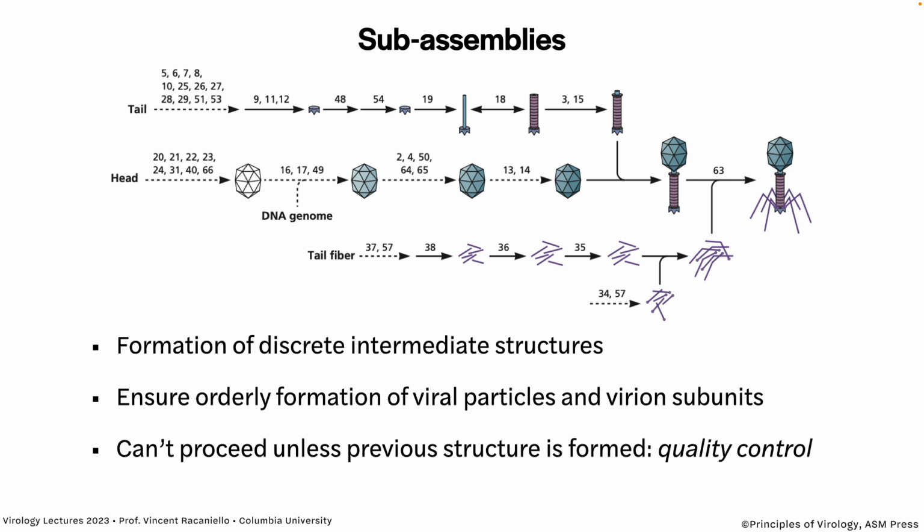You make intermediates. And why do we do this? Well, because it makes sure you do things in the right order. You don't put something on when it should be on later. And if something goes wrong, you can reverse it. So if you make a tail that's not quite right, it's not going to fit onto the head, and therefore it's thrown away. And chaperones can assure that. So quality control is a big reason for doing this kind of subassembly. We see this in a lot of virus assembly pathways.